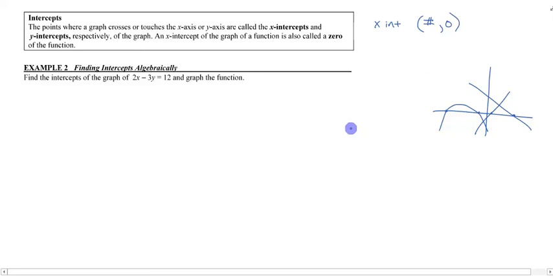So if you want to find an x-intercept, force the y to be 0 in the equation and solve for the x value. So you figure out what the x value is when y is 0.